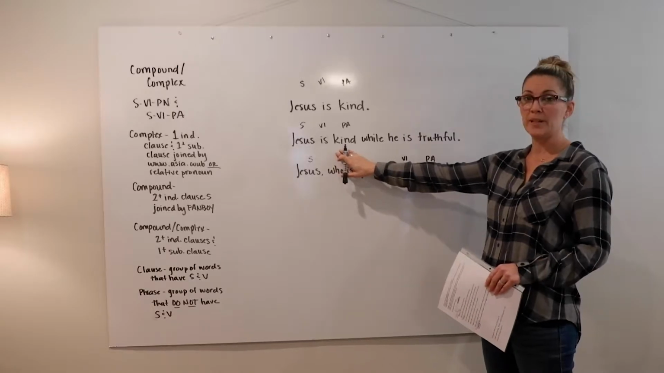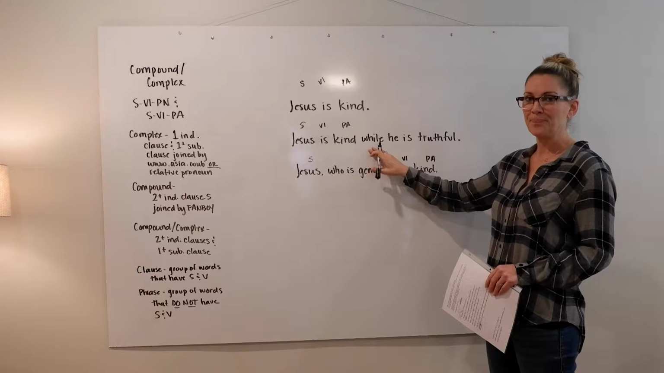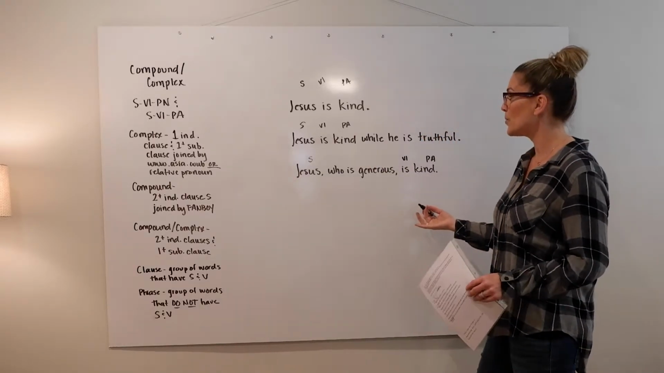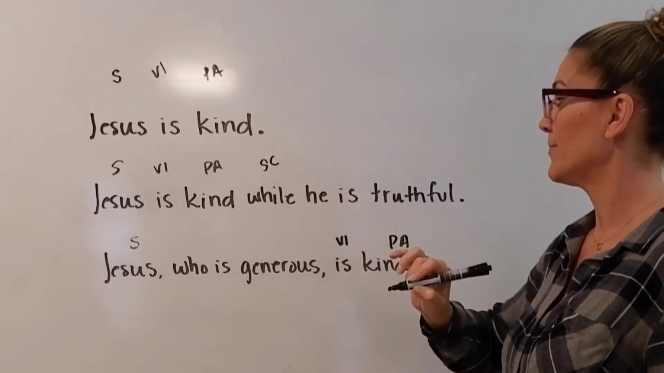So we do have one independent clause here. We already established that. While he is truthful. What type of word is "while"? Well, you know because you've memorized. It's one of our WWW.ASIA.WEB words. So we call that a subordinating conjunction.